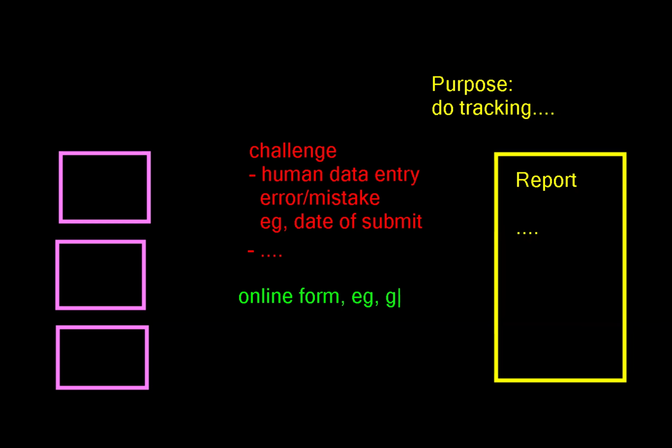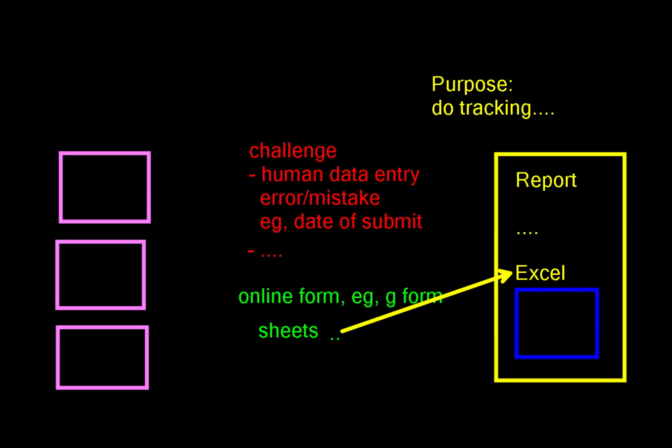For example, Google Form. From the Google Form, they can link it to multiple sheets, if in the future they have many. So there can be many sheets here. Then for the report, let's use another color, they could use Excel if they are okay to pull the data from Google Sheet and compile everything inside here.